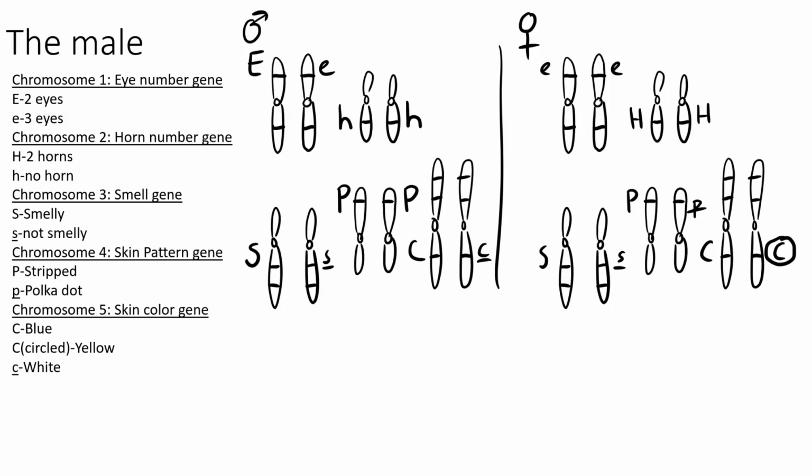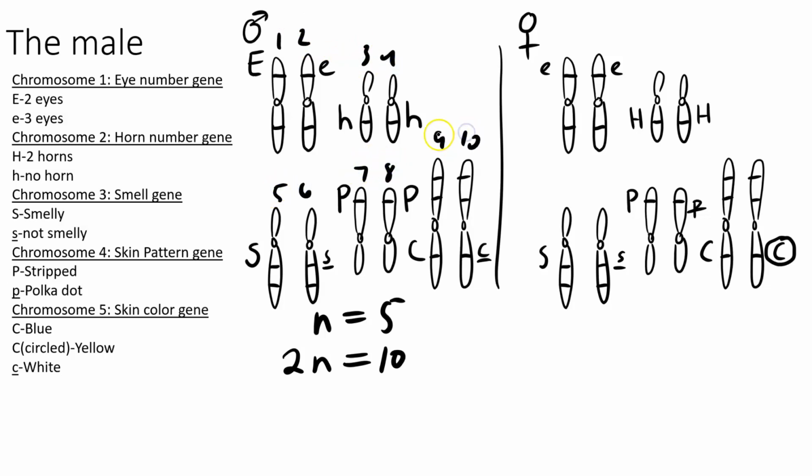So for this alien species, the males have an N of 5. That is to say there's 5 unique chromosomes for this species, and if you look at their diploid somatic cells, their 2N would be 10. So that's what you see here. Chromosomes 1, 2, 3, 4, 5, 6, 7, 8, 9, and 10.